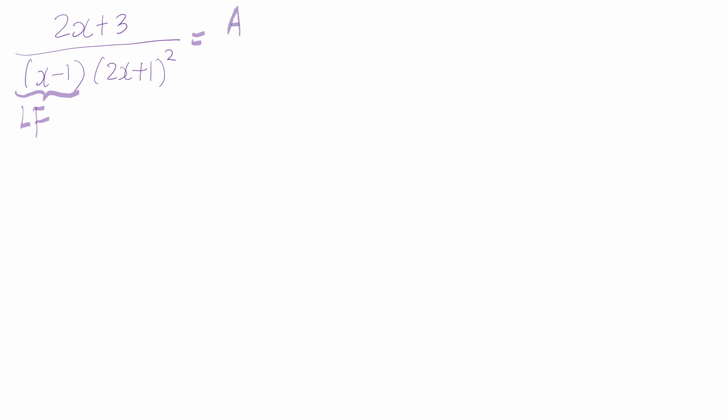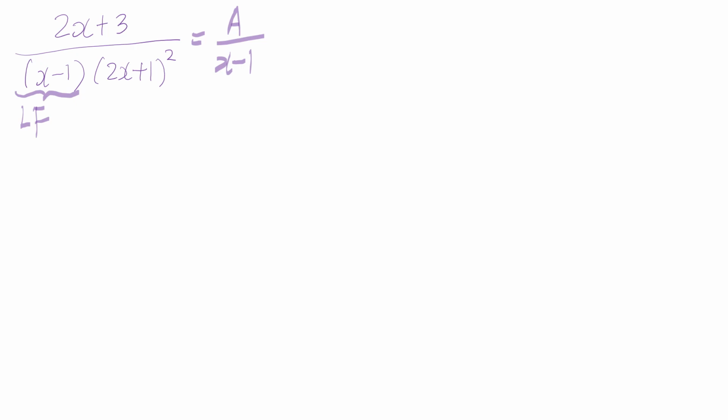Supposing you're given this algebraic fraction 2x plus 3 over x minus 1 and 2x plus 1 to the power of 2, and you are asked to express it into partial fractions. So what is the rule that we can use here? All right, so let's examine the denominator. The first one is a linear factor. So for a linear factor, what is the rule to use? Yes, the rule to use is a constant a over the linear factor.